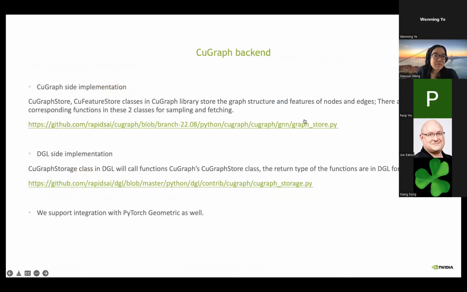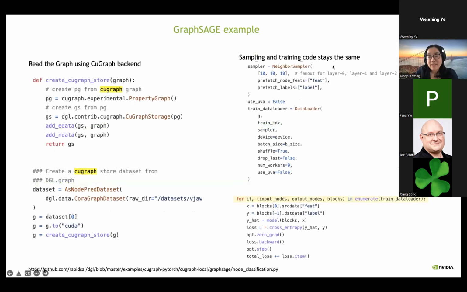On the cuGraph side, we have the cuGraph store and cuFeature store, two classes in the cuGraph library to store the graph structures and the features of nodes and edges. There are also corresponding functions in the classes, for example fetch functions and sampling functions. On the DGL side, we also implement the cuGraph storage class in DGL. This one will call the functions in the cuGraph classes, and the types of the functions will be returned on the DGL side, so it will automatically give the data type you want in DGL.